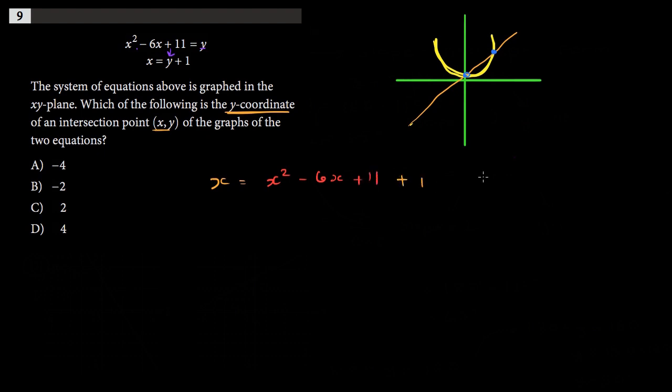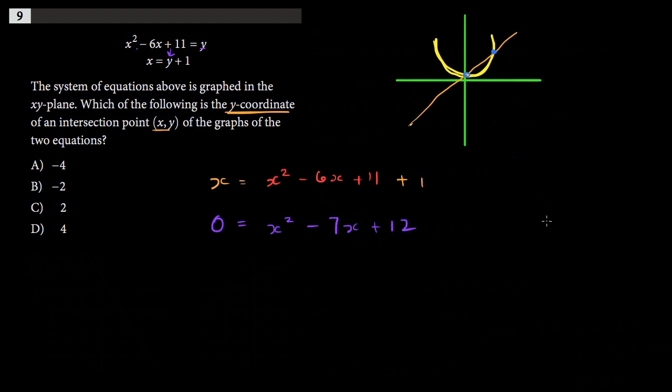Now we can solve it like a normal quadratic. The general way is that you make one side equal to 0. The way I can do that is taking away x from both sides. So it's going to be 0 equals x squared minus 7x plus 11 plus 1, which is 12.